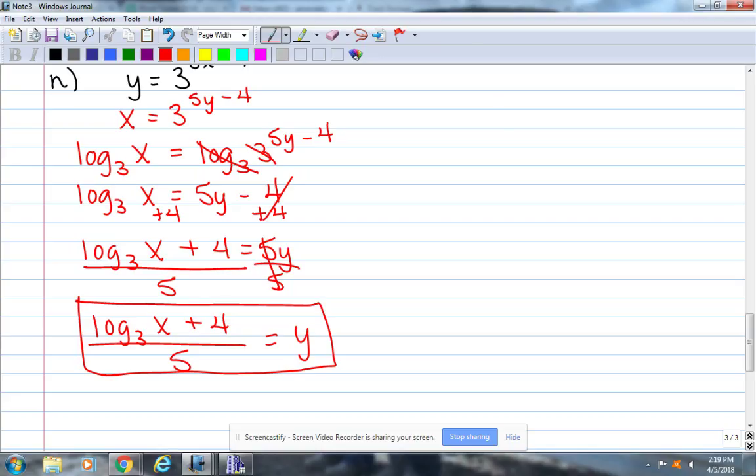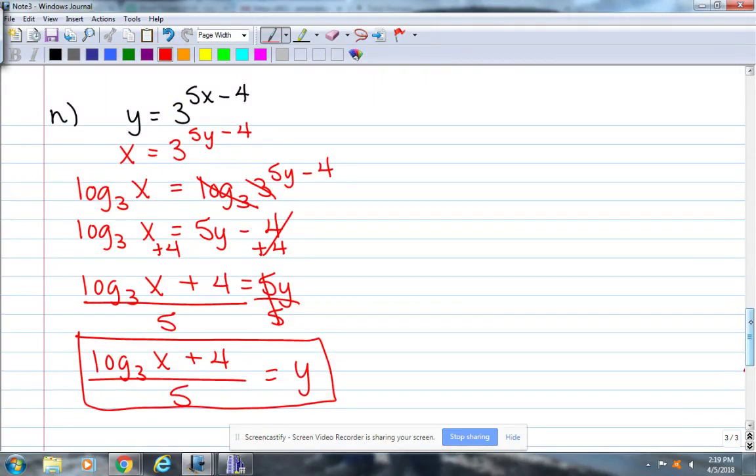Let's try one. Let's do one we have to do the other way, which is exponentiate. Isn't that a fun word? Y'all say that word. Exponentiate, okay? This is example O: y equals log base 5 of x minus 7.